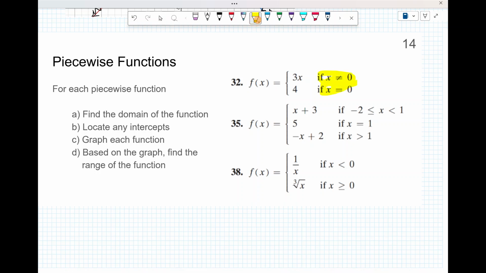So I'm going to find my domain, and notice that either we're going to have in the top, it's all x that are not equal to 0. That's at the very top. So if x is not equal to 0, that means it's any other value of x besides 0. So that's all real numbers except for 0. But then down here we have, or x could be equal to 0. This tells me that for number 32, the domain is just going to be all real numbers.